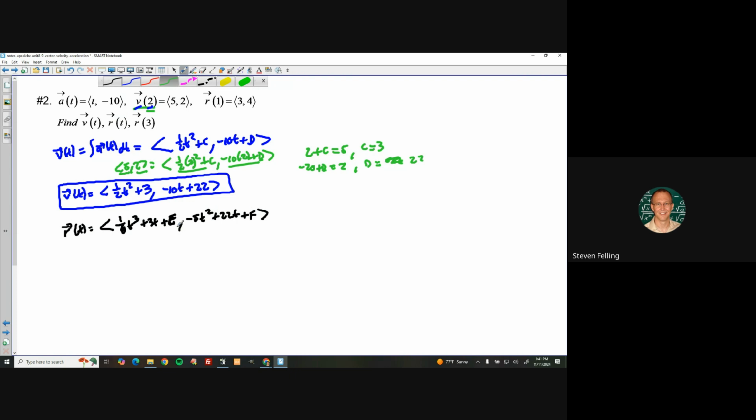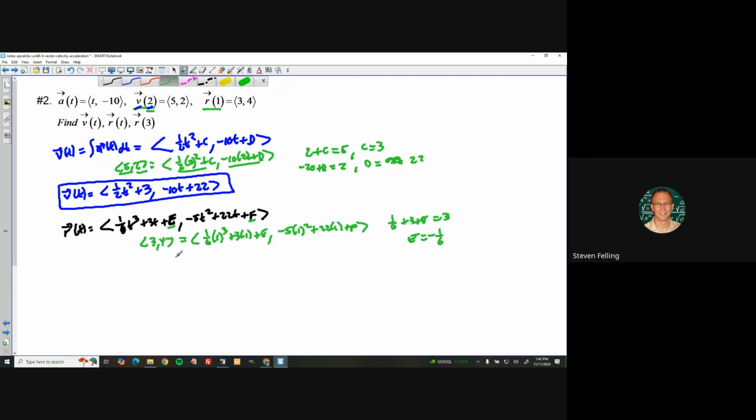All right, and then to establish these constants, we have to have a known vector at a known time, which I do. So the position vector has to be 3, 4 when the time is 1. So that's going to be 1/6 times 1 cubed plus 3 times 1 plus e. And then this is negative 5 times 1 squared plus 22 times 1 plus f. So that means that, let's see, 1/6 plus 3 plus e has to be 3. So e has to be, if I subtract a 3 from both sides and move this over, negative 1/6. If I did that right, yep.